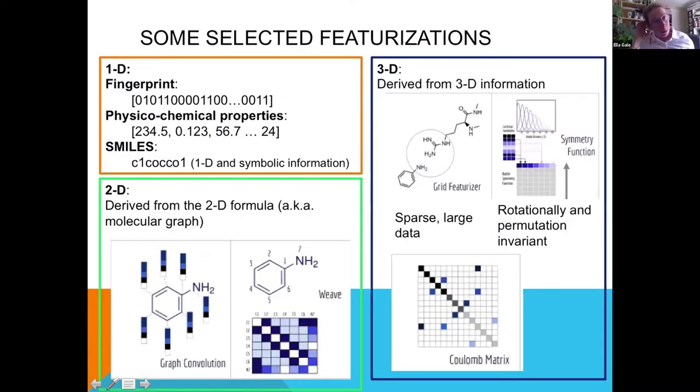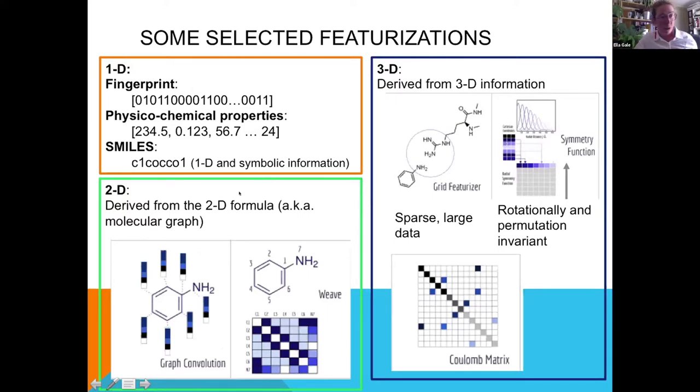So how do people input molecules into machine learning algorithms? There are quite a few 1D inputs, such as fingerprints. There are many different types of these. Physical chemical properties, SMILES strings and SMIRKS. These are great for the right problems, but not, I think, the 3D ones.